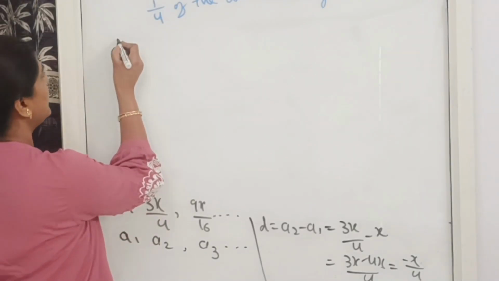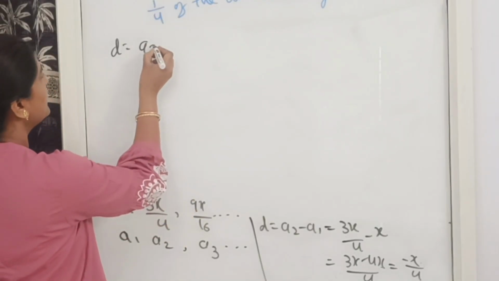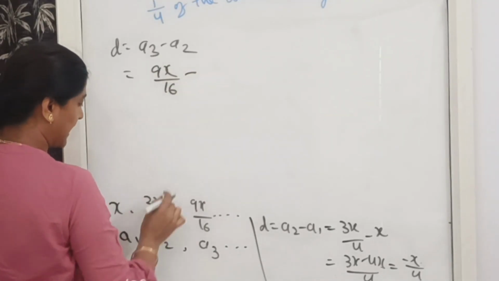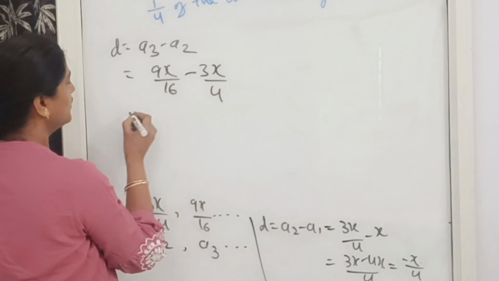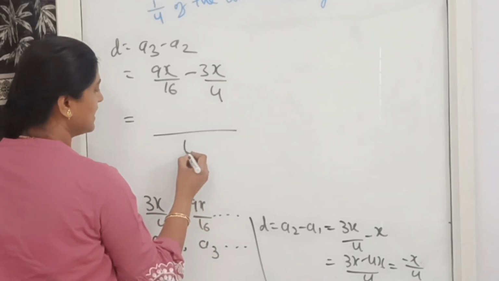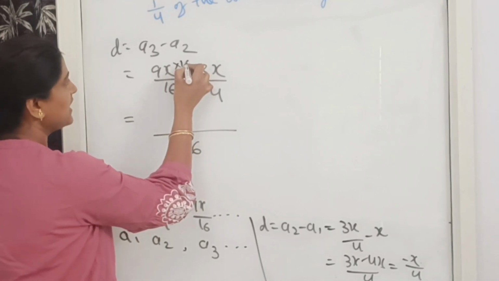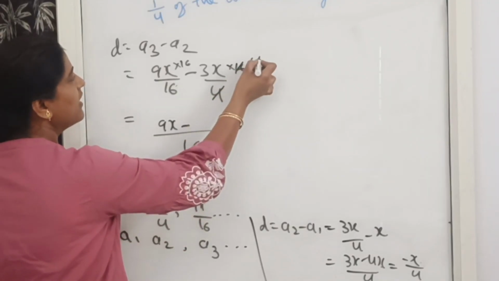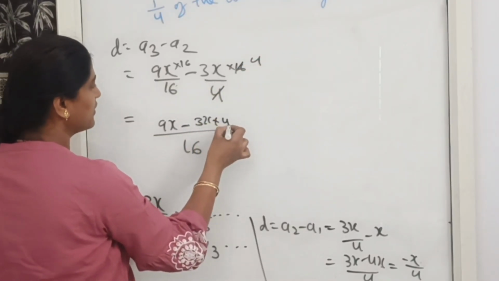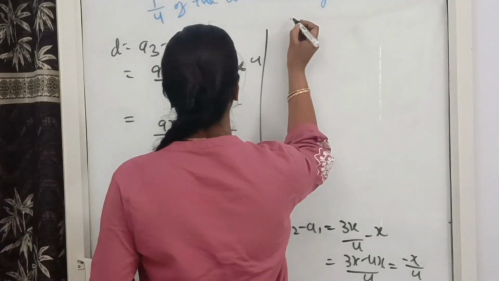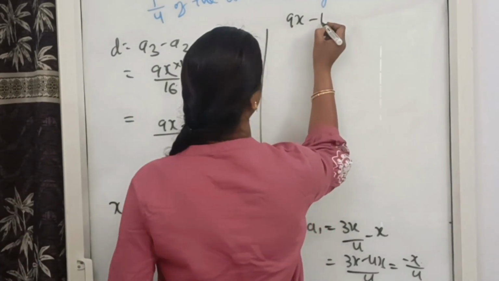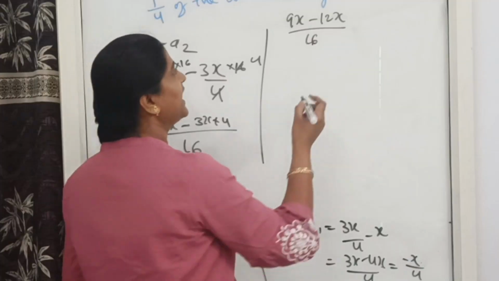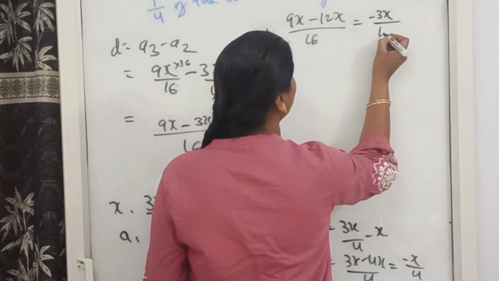So next terms: A3 minus A2. A3 is 9x upon 16 and A2 is 3x by 4. Take the LCM, LCM is 16. So here also 16 and here also 16. Here it gets cancelled, 9x remains. Here 4 ones are 4, 4 fours are 16, so 3x into 4 remains. So 9x minus 12x whole divided by 16. 9 minus 12 means minus 3x upon 16.